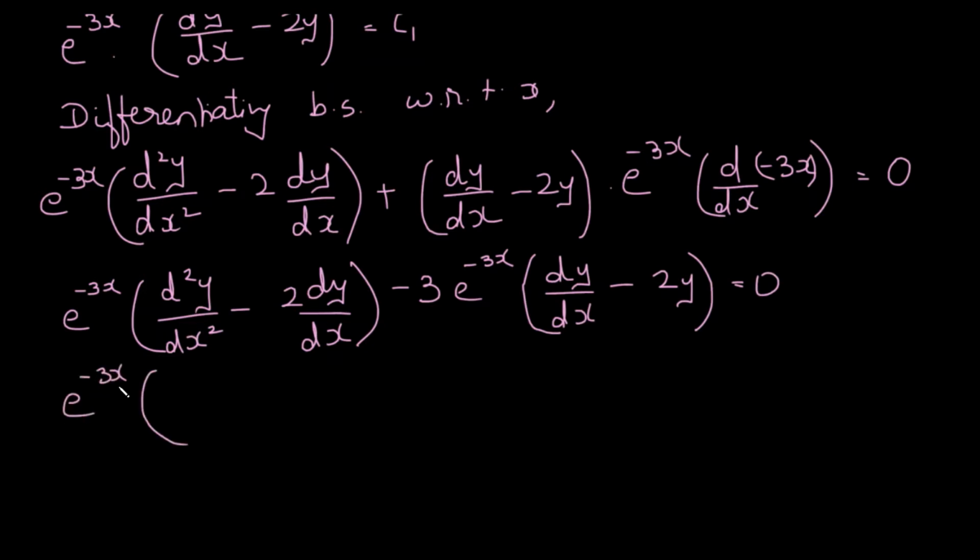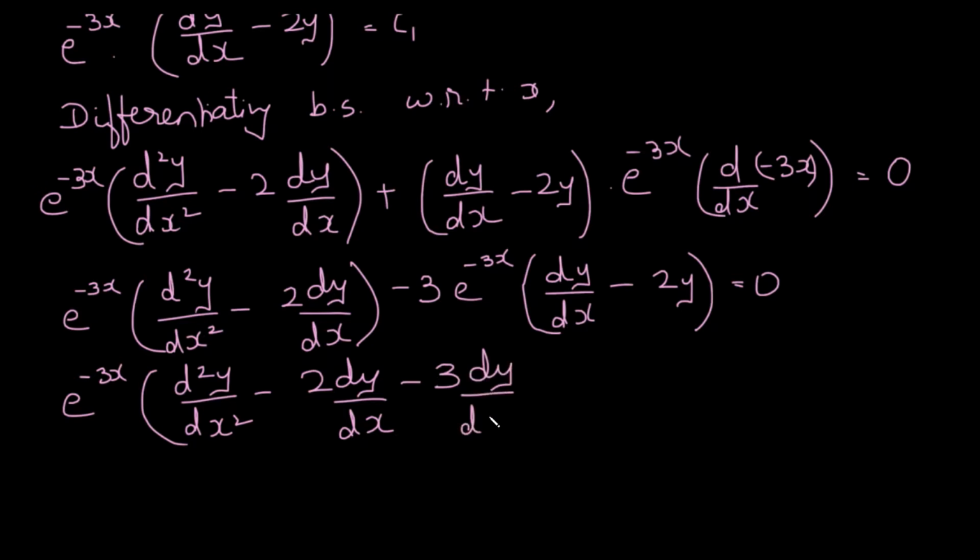Now we take minus e raised to minus 3x common. Okay, e raised to minus 3x is taken common, and in the bracket we get d2y by dx2 minus 2 dy by dx. We multiply the second bracket with minus 3. So we get minus 3 dy by dx plus 6y is equal to 0.